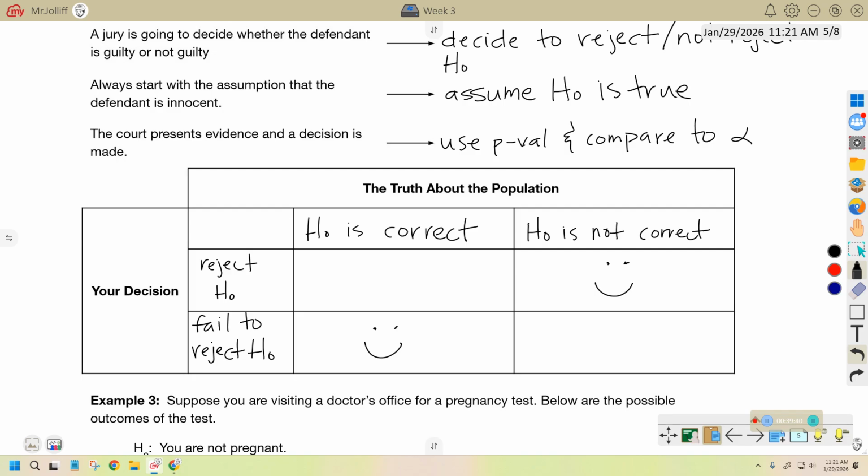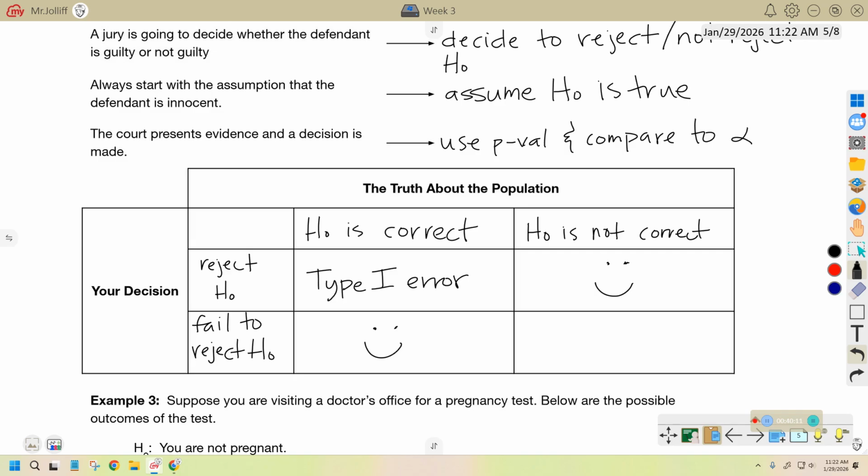The other boxes get names. The first box, we reject the null when we should not, is called a type 1 error. Notice the use of Roman numerals. Yes, we label errors for hypothesis tests with Roman numerals. Don't ask me why, I did not make that decision.